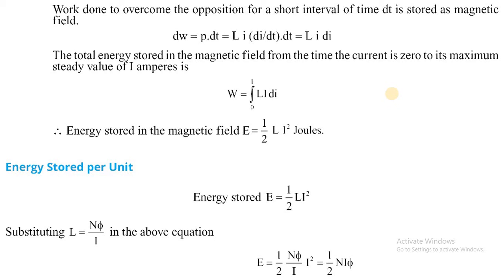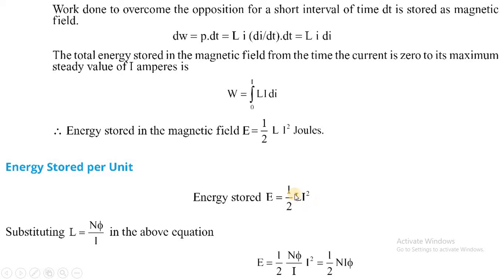So what is the energy stored in magnetic field? Energy stored in magnetic field E is equal to half Li square, and energy is measured in joule, so the unit is joule. So this is a very important formula. What is the energy stored in magnetic field? Energy stored in magnetic field E is equal to half Li square.